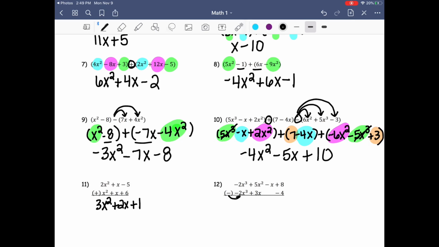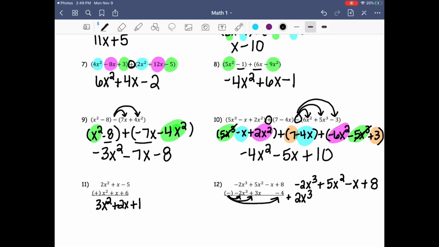Now for this one, I would still need to distribute my value of negative. So let's go ahead and make that subtraction. But when I rewrite it, I want to make sure that my variables and exponents line up correctly. So I'm going to have plus, and that's going to turn into positive 2x cubed.